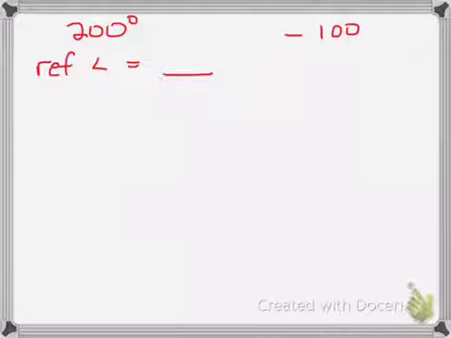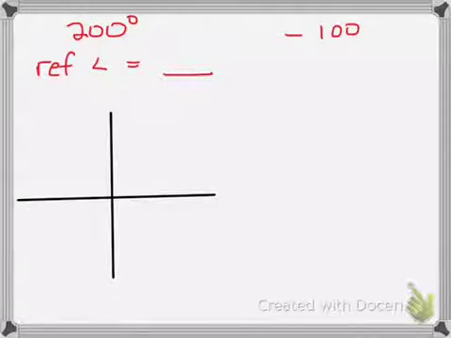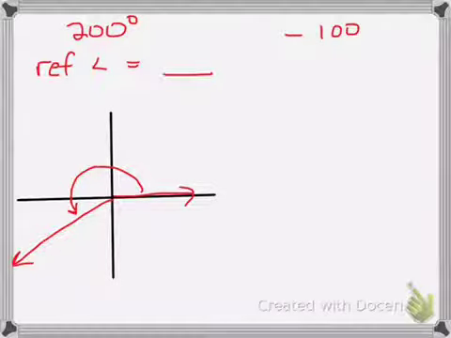Let's draw it. 200 degrees is right there, right? That's 200 degrees. The reference angle is the smallest angle back to the x-axis. That's the reference angle right there that I just put in green. What's the value of that angle? 20. 20 degrees is correct.